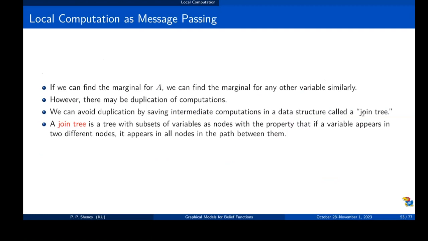We can save some computations by saving intermediate computations in a structure called a joint tree. So what's a joint tree? A joint tree is a tree with subsets of variables in nodes, with the property that if a variable appears in two different nodes, it appears in all nodes in the path between them.